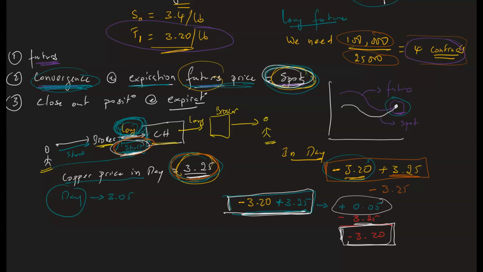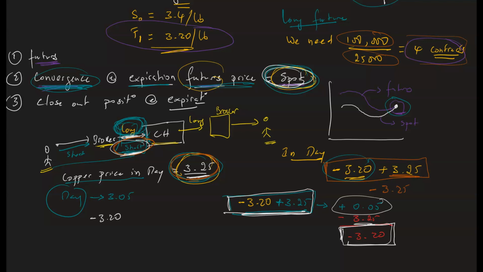So in May, if the price of copper is $3.05, what's going to happen? Well, remember the steps? The first step is we took a long position. What was the long? Minus $3.20. That's what we had to pay per the contract.